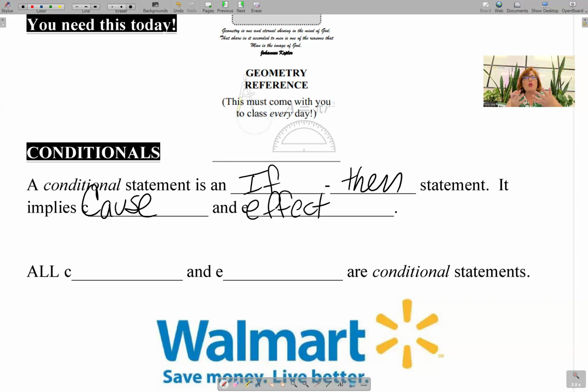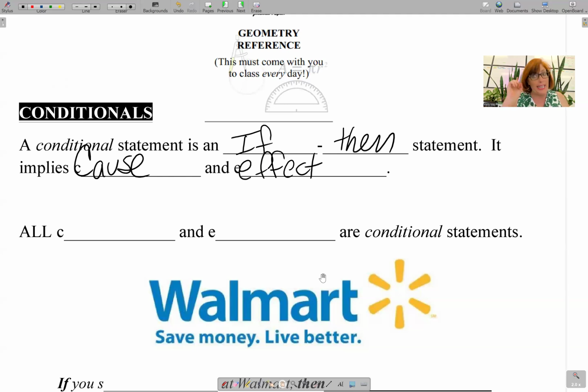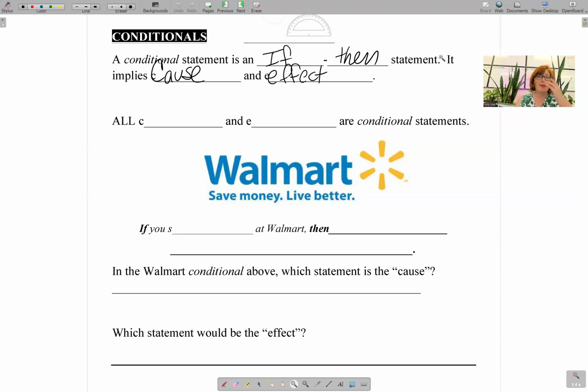Now, you could have a cause and effect statement without the words denoting if then. I'll give you an example of that in just a moment. But a good example of something that doesn't have if then, but is cause and effect is commercials.